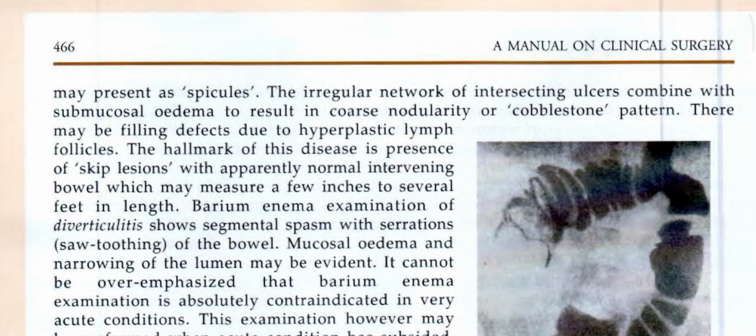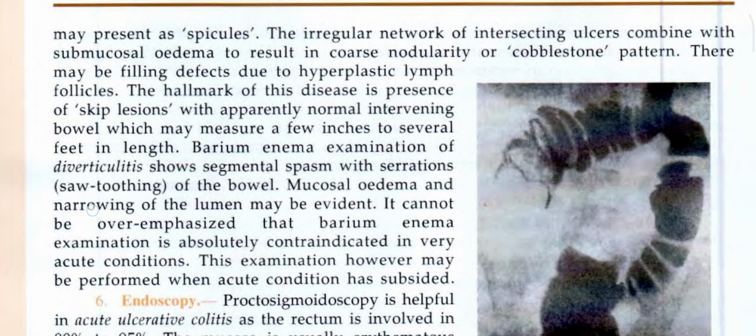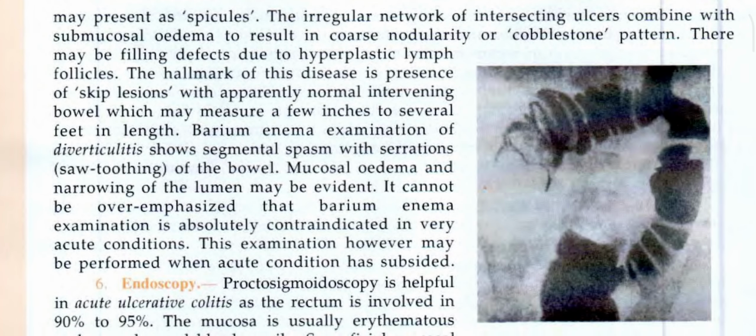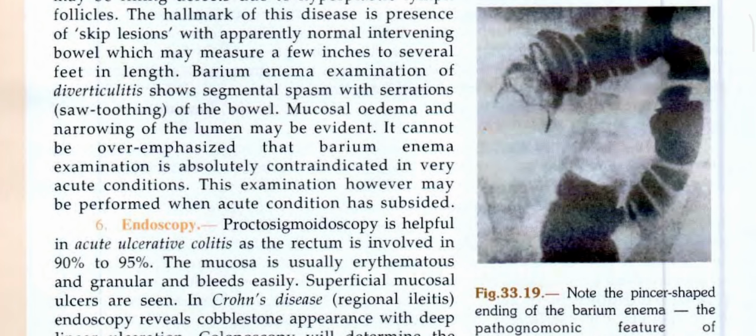There may be filling defects due to hyperplastic lymph follicles. The hallmark of this disease is the presence of skip lesions with apparently normal intervening bowel, which may measure a fraction of an inch or several feet in length. Barium enema examination in diverticulitis shows segmental spasm, serrations, and sawtoothing of the bowel. Mucosal edema and narrowing of the lumen may be evident.